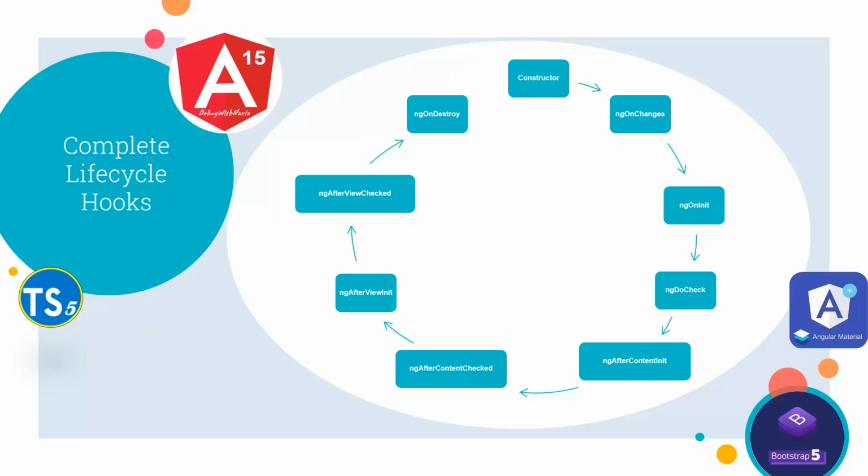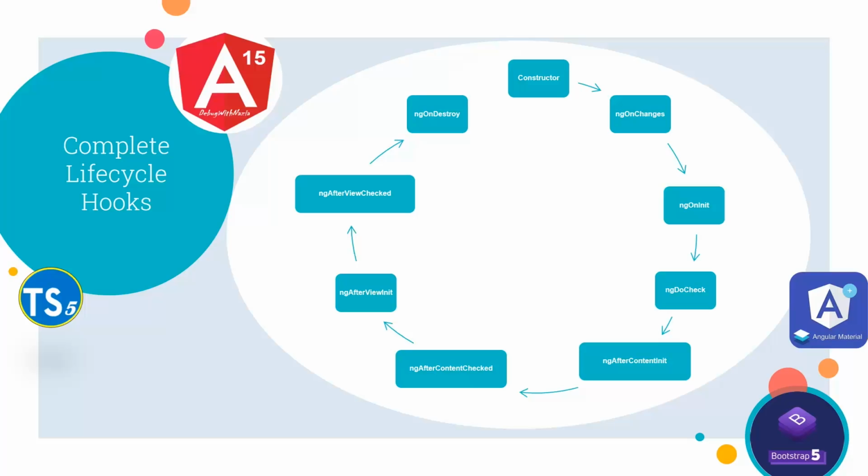Then we have ngAfterContentInit. It responds after Angular projects external content into the component's view, and it is called once after the first ngDoCheck is invoked. Next, we have ngAfterContentChecked. It responds after Angular checks the content projected into the directive or component. It is called after ngAfterContentInit and also after every subsequent ngDoCheck call.